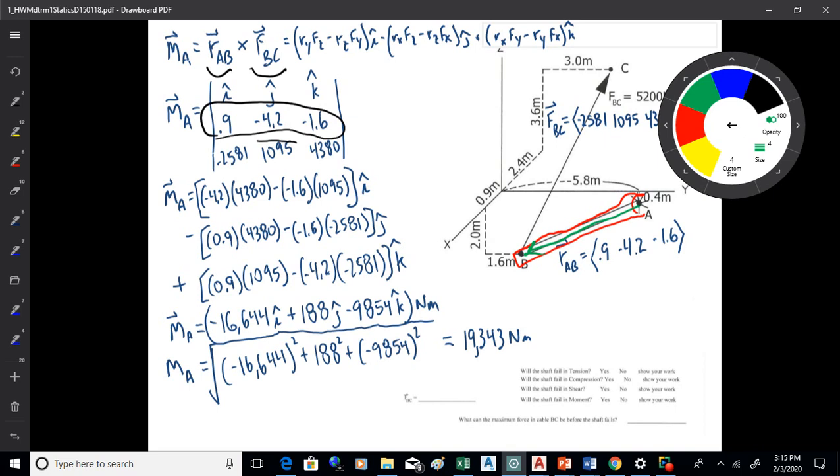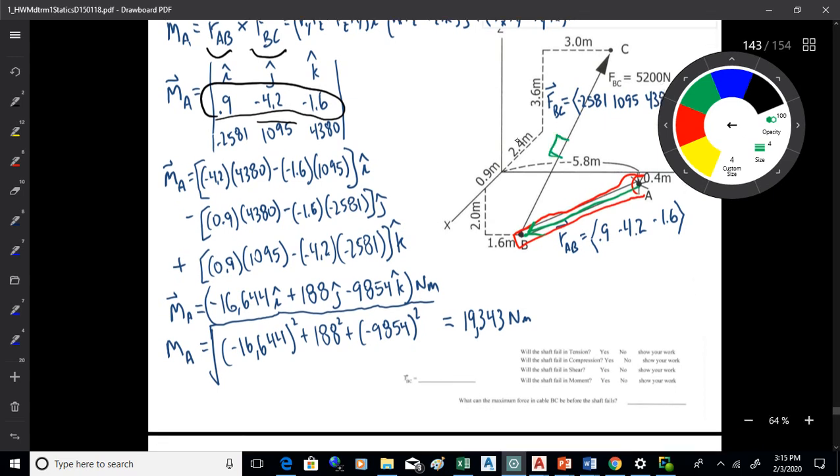The way I'm thinking about that is I have what we call a turnbuckle in this cable. So this is a cable, and I've got a turnbuckle in here that allows me to keep turning it and getting it tighter and tighter and tighter. Which mode will that shaft fail in first?